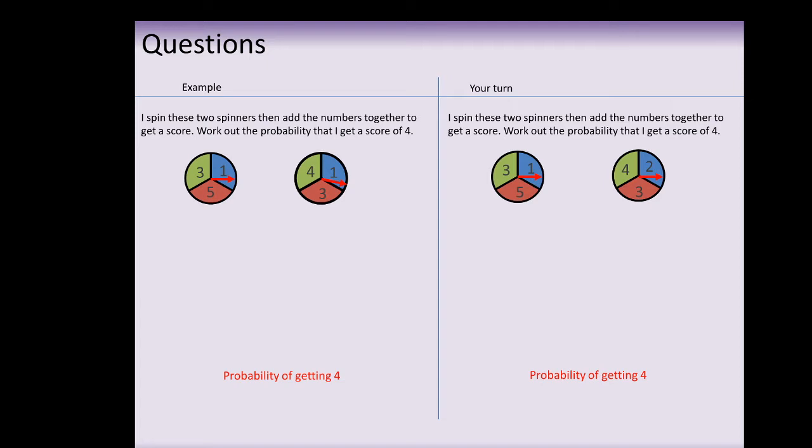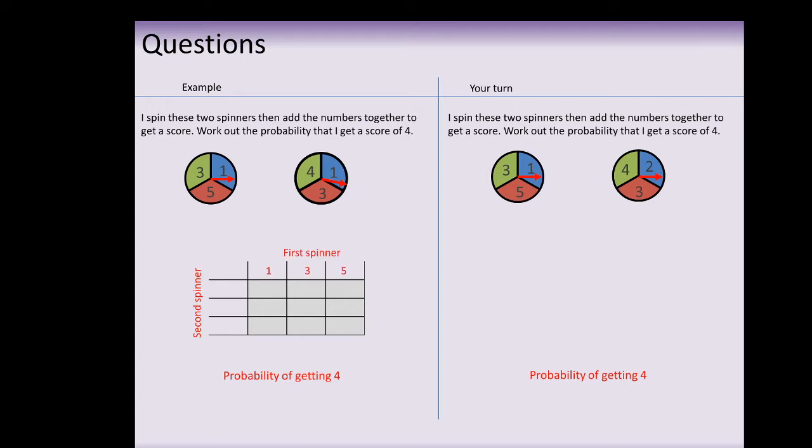So I spin 2 spinners, then add the numbers together to get a score, work out the probability. I was hoping I could write on this. All right, well, let me write now. So the first spinner, I've got options of 1, 3 and 5. The second spinner, 1, 3 and 4.